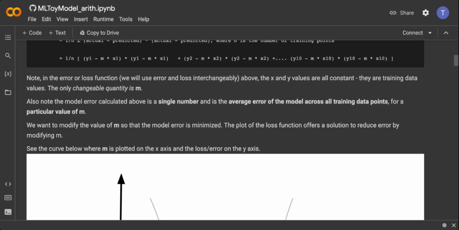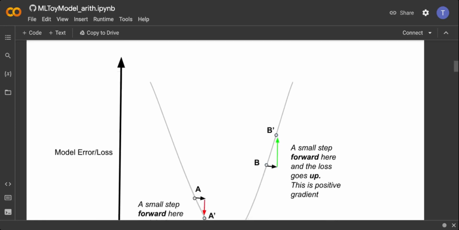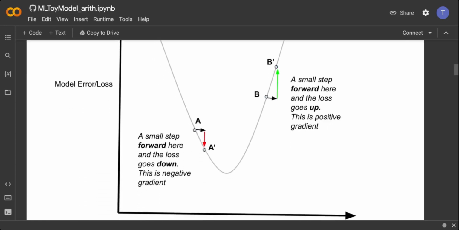The plot of the loss function offers a solution to reduce error by modifying m. M is plotted on the x-axis, and the loss on the y-axis. For instance, if we are at point A in the figure, and add a small amount to m, the loss goes down and we end up at point A prime. The slope, or the gradient of the line, connecting these 2 points, is essentially the change in loss for unit change in m. The gradient is negative at A, because the function value went down.